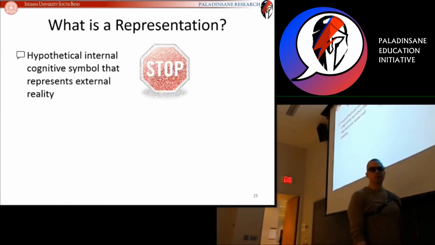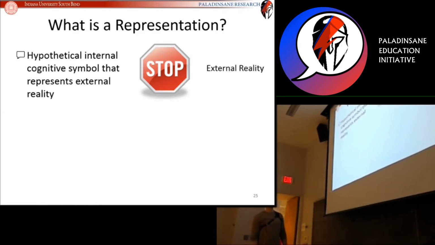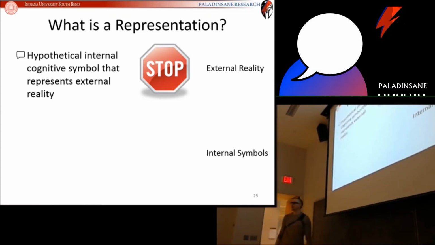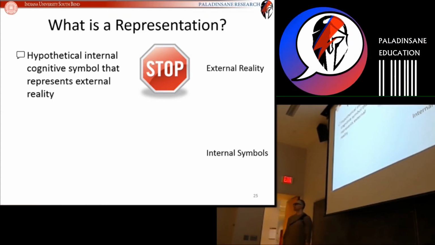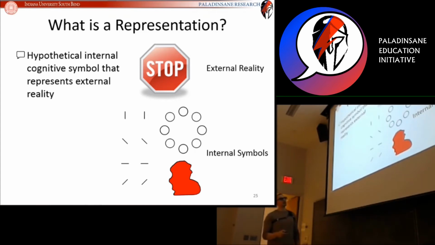So for example, you might have the external reality of a stop sign, right? A stop sign might exist in the external real world. And somewhere in your mind, you have coded and represented that stop sign with internal symbols. And our job as psychologists is to figure out what those internal symbols are. So it's quite possible that these are those internal symbols.